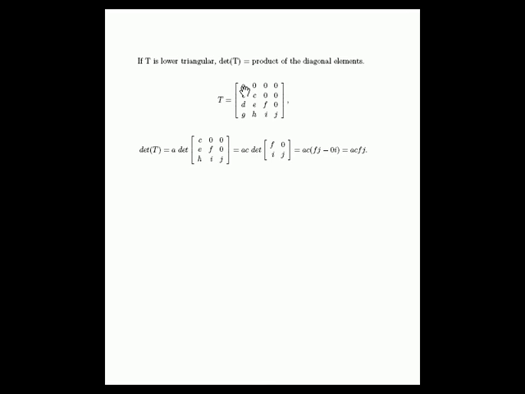If it's upper triangular, well, it's proven somewhere in the book that the determinant of a transpose is the same as the determinant of the original matrix. So if it's upper triangular, that's just as good. It's still the determinant is the product of the diagonal elements. That means that the eigenvalues of an upper or lower triangular matrix are extremely easy to find.